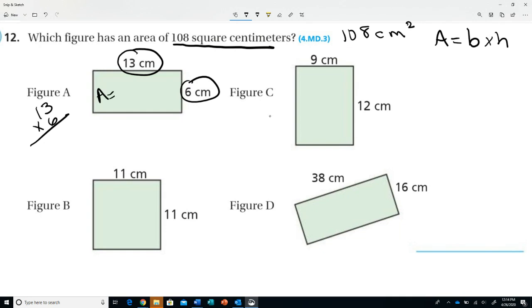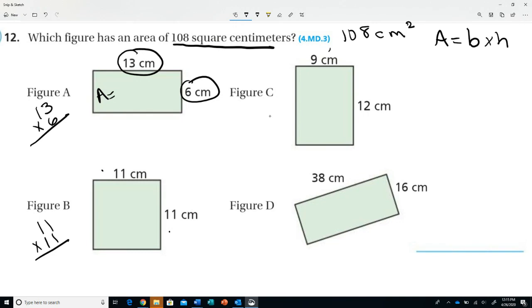And like I said, on questions like this, I like to leave my answer in the rectangle I'm working in, just so that I remember what its total area is. So if 13 times 6 is 108, then you have found your answer. Moving on to question letter B, figure B here is 11 and 11. So this is actually a square. You'll have a different formula for that next year. But right now, I'm looking for the answer for 11 times 11. If that happens to be 108, then you would have your right answer.